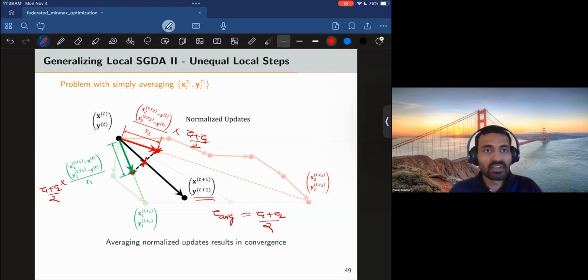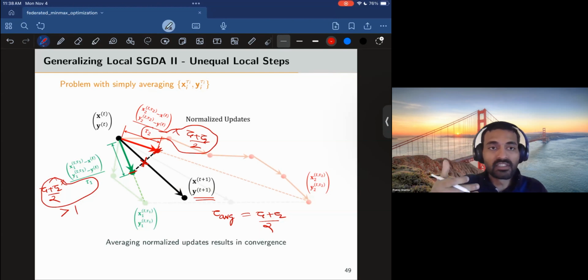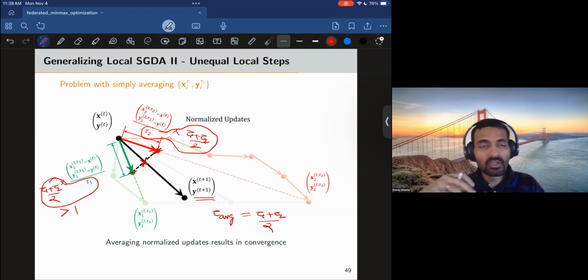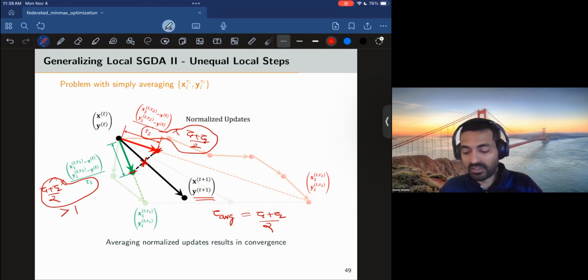Now, as we saw, tau1 is smaller than tau2, so because of this ratio, we are scaling down the updates from the client which did more local steps. And similarly, because this ratio is greater than 1, we are scaling up the updates of the client which did fewer updates, right? So we are scaling up the contribution of the client which did fewer updates, and we are scaling down the contribution of the client which did more updates. So we are sort of normalizing things across clients.